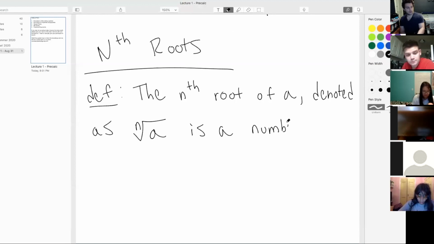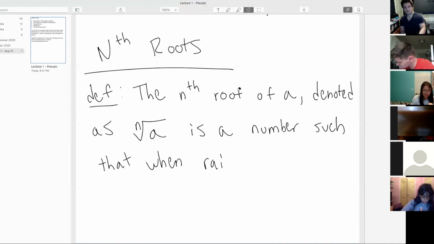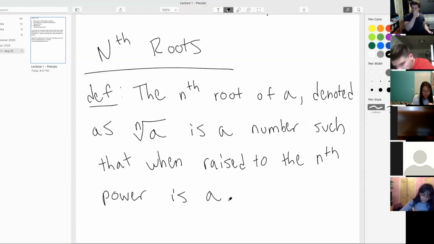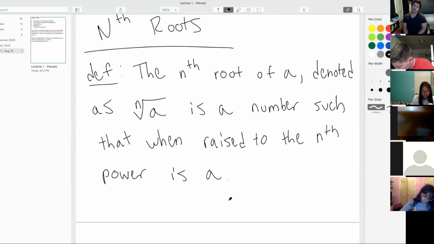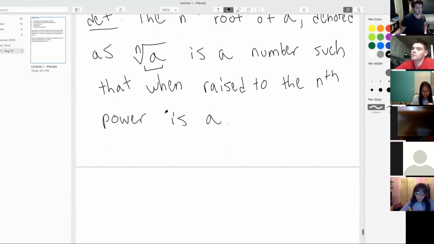is a number such that when raised to the nth power is a. Okay, so we're just kind of generalizing the square root now to an nth root. So it's a number such that when you raise it to the nth power, you will get back this thing underneath the radical. All right, so let's do some examples.